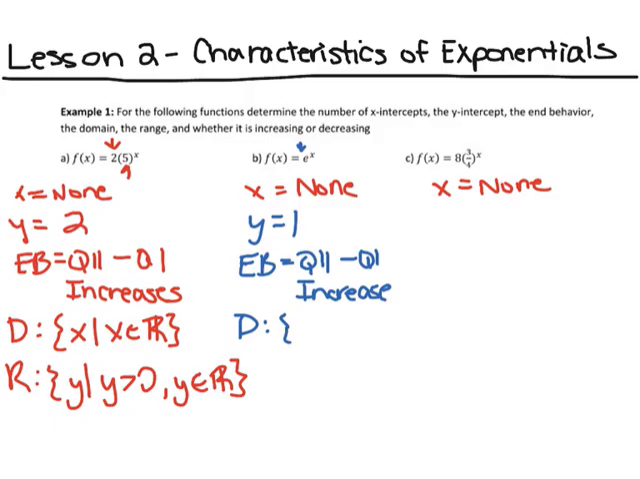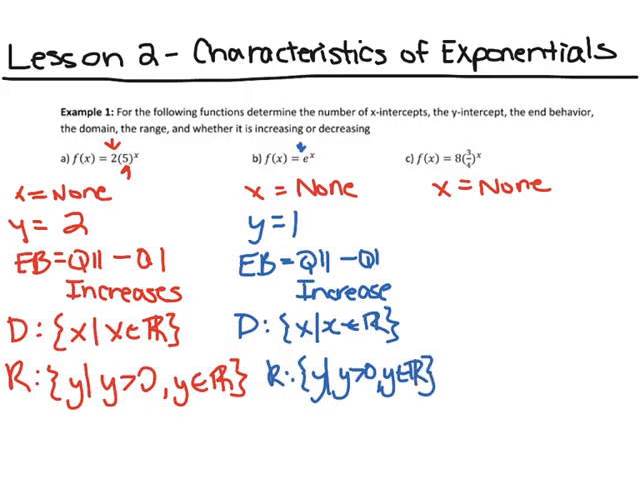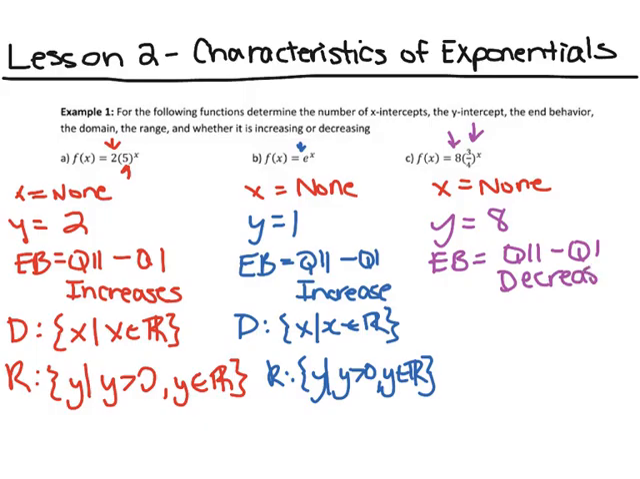The domain is x is an element of the real numbers, and the range is y is greater than 0 for the element of the real numbers. So your domain and range are always the same. For the last one, a is 8, so y is equal to 8. Because our b is 0.75, we know that this is decreasing from quadrant 2 to quadrant 1. It's decreasing.